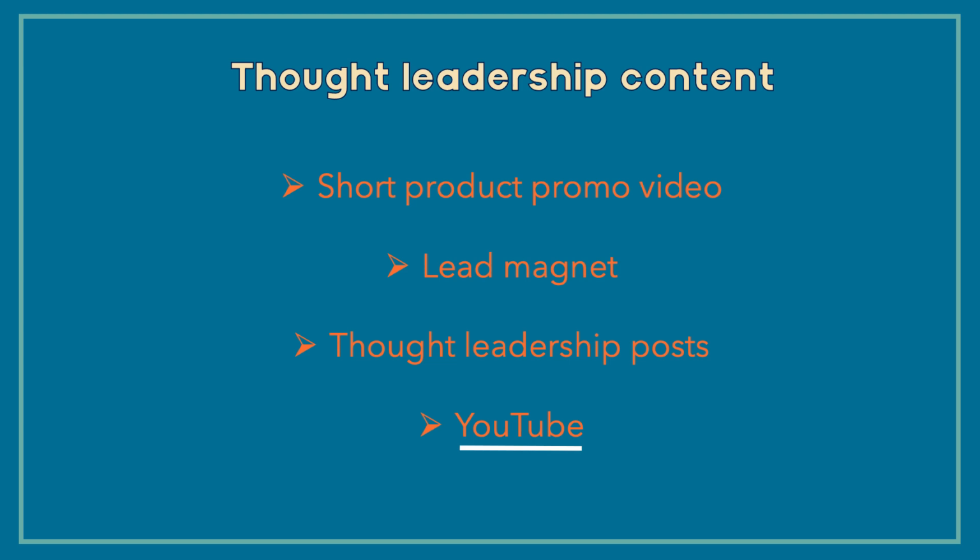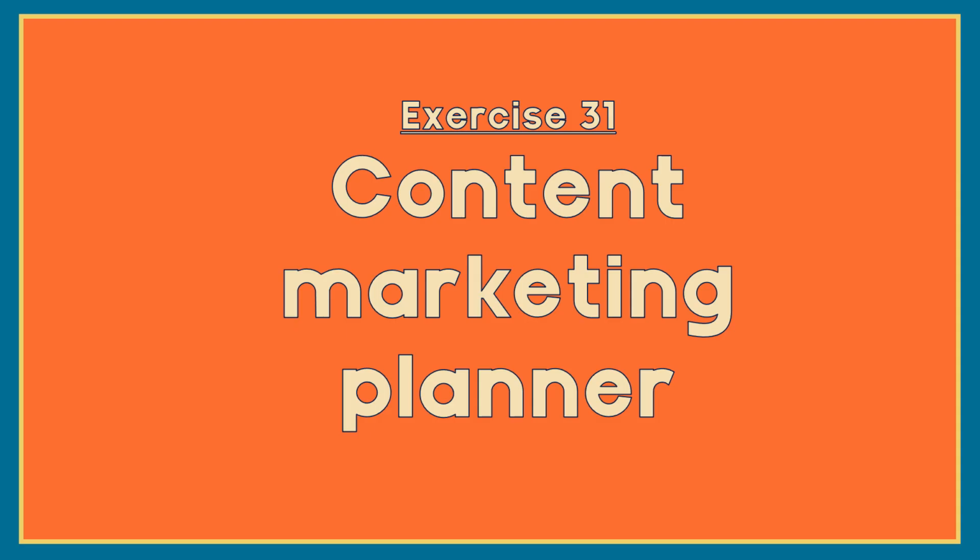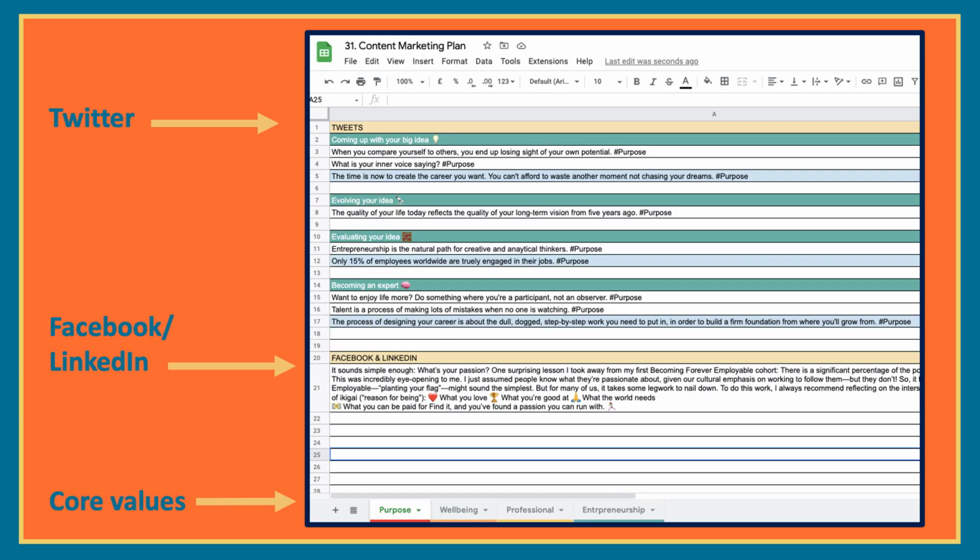As a part of Exercise 31, you can begin drafting your thought leadership social media posts by setting up your content marketing planner. The way we recommend you structure this is dividing your planner into different tabs. These tabs should be split up according to your core values and the different core sections of your product.